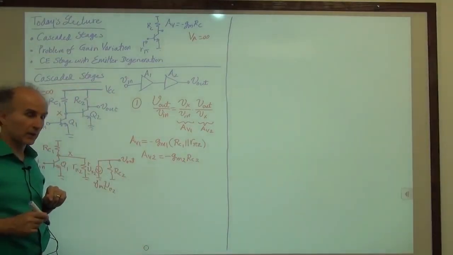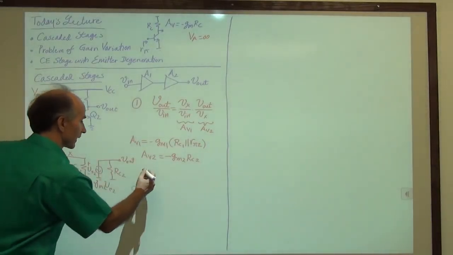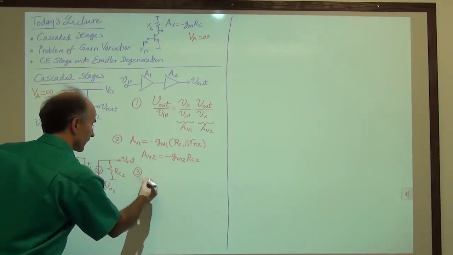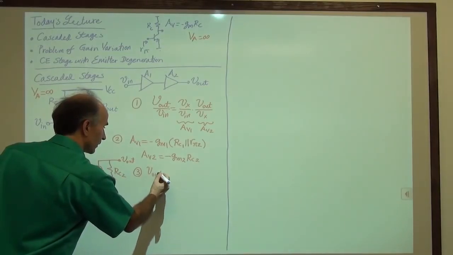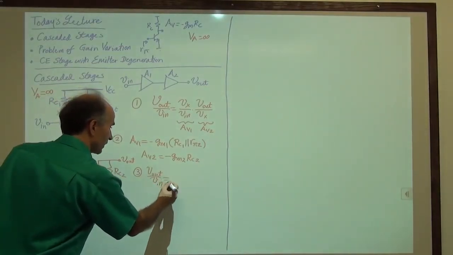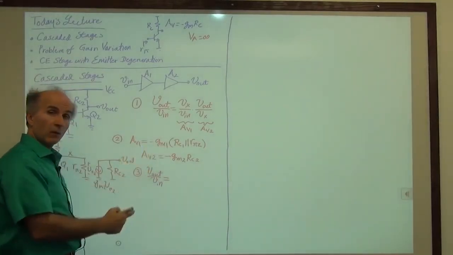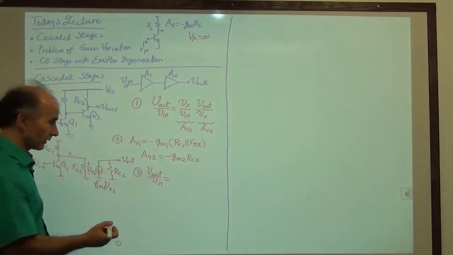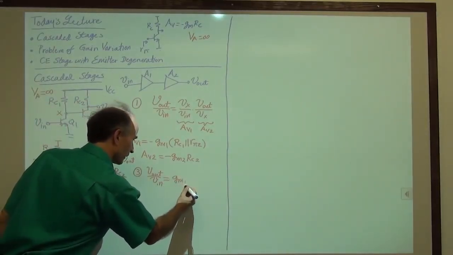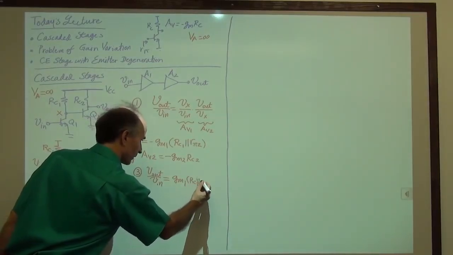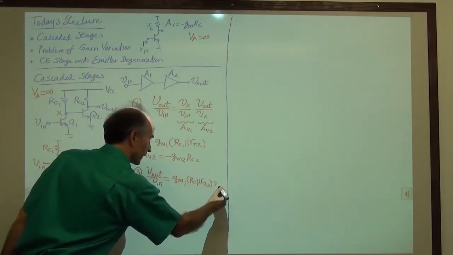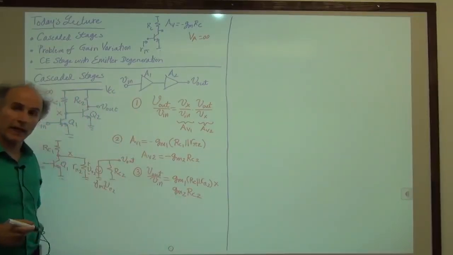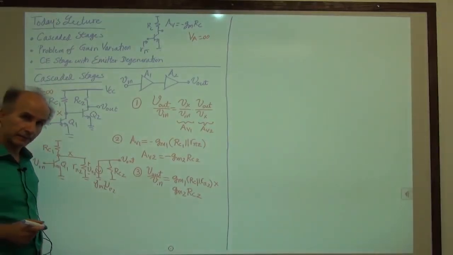All right? So now we multiply these two. This is our second observation here. And the third observation is that V out over V in, the total voltage gain, is the product of these two. The minuses go away. We have one inversion here, another inversion here. They cancel each other. We have no inversion. So we have GM1 times RC1 in parallel with R pi 2 times GM2 RC2. So that is the voltage gain of this cascade.